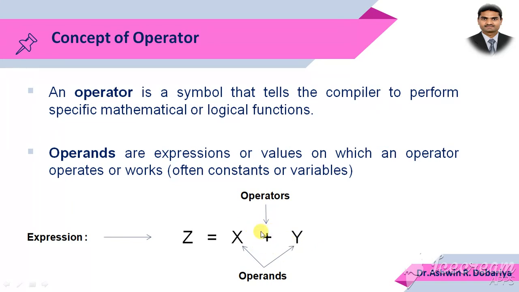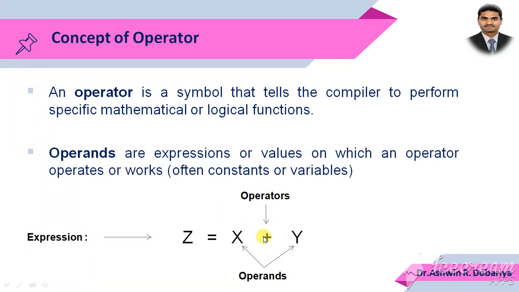If I mention the star, the asterisk, it is the multiplication operator, which indicates to the compiler to perform the multiplication operation. So in general, an operator is a special symbol which always tells the compiler to perform a certain particular task. Then another important concept is the operands.